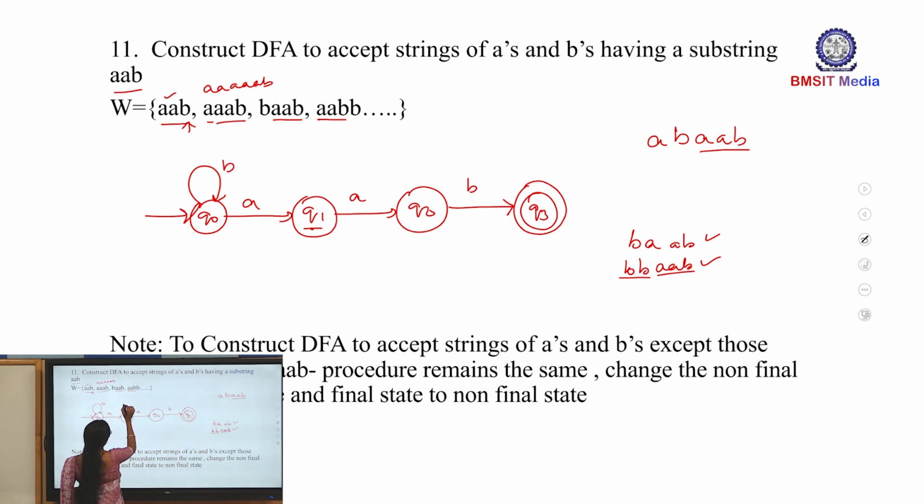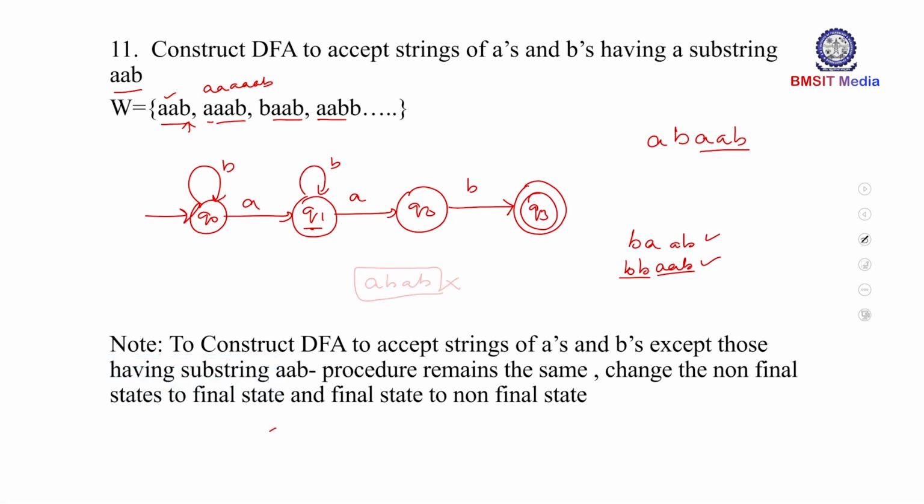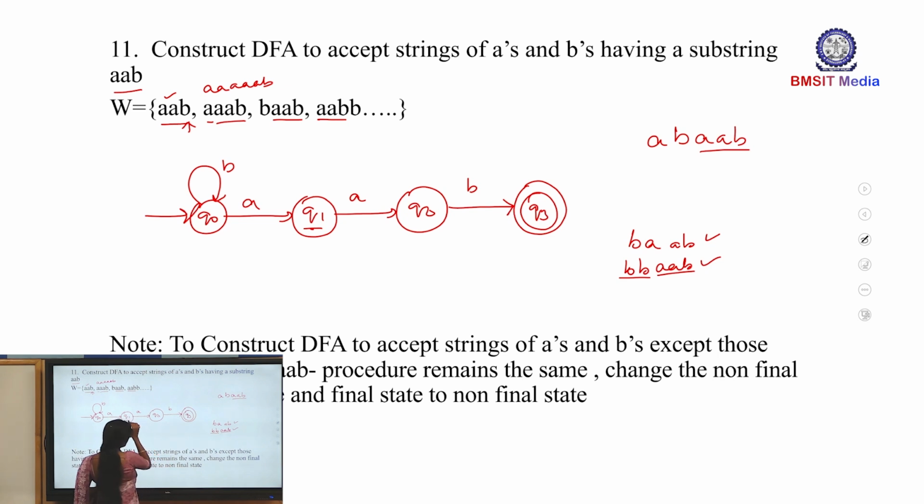Now what happens if I have a loop here? If I loop this, you can see that this condition AB is satisfied. But in this particular string, I am not seeing the substring AAB. This is not present, so this is not a valid string. So I cannot have a loop here. That condition is ruled out. So the loop cannot be there.